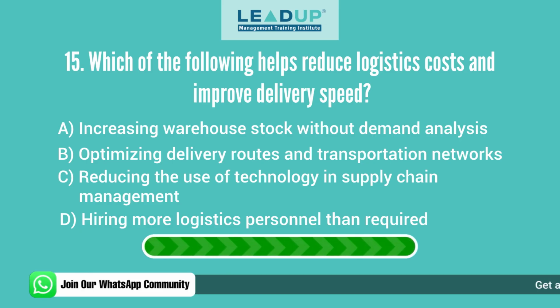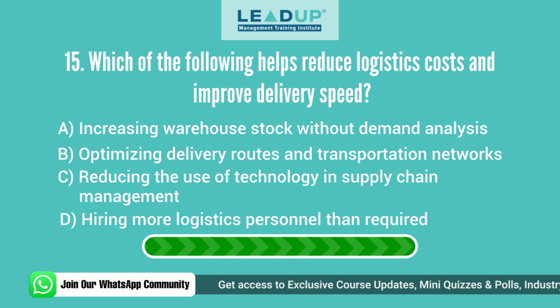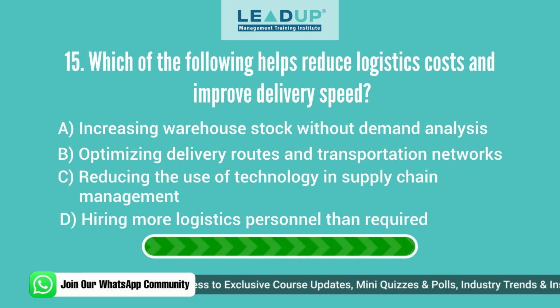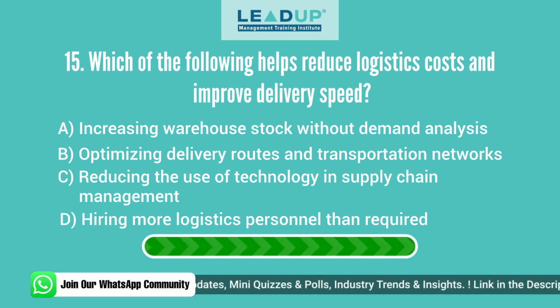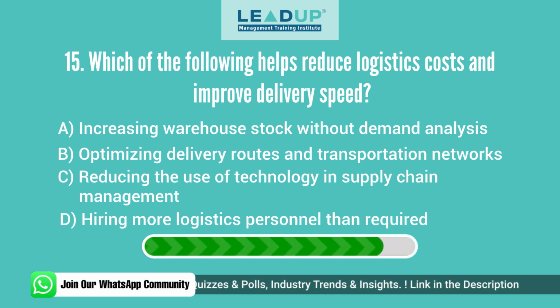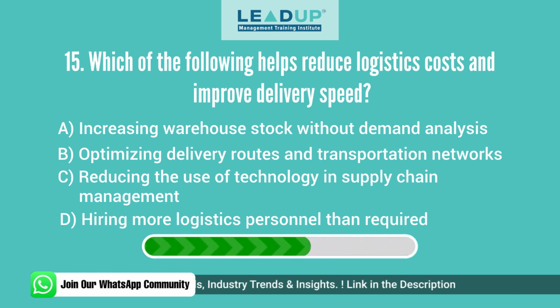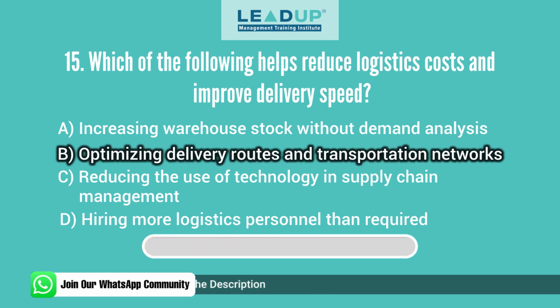Question 15. Which of the following helps reduce logistics costs and improve delivery speed? A. Increasing warehouse stock without demand analysis. B. Optimizing delivery routes and transportation networks. C. Reducing the use of technology in supply chain management. And D. Hiring more logistics personnel than required. The answer is optimizing delivery routes and transportation networks.